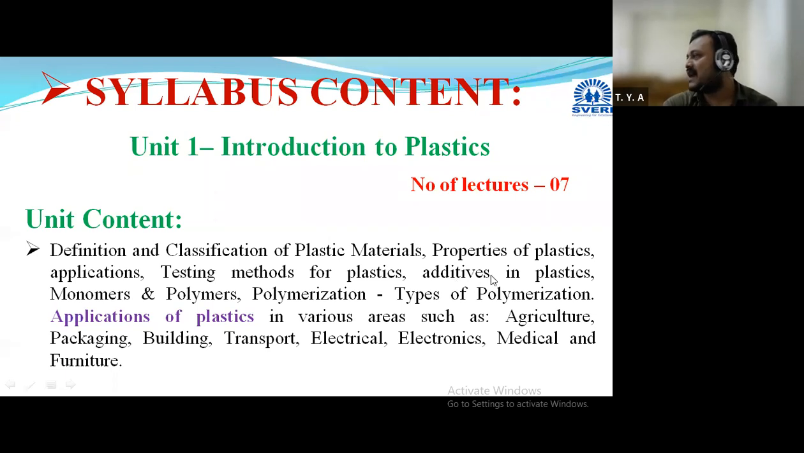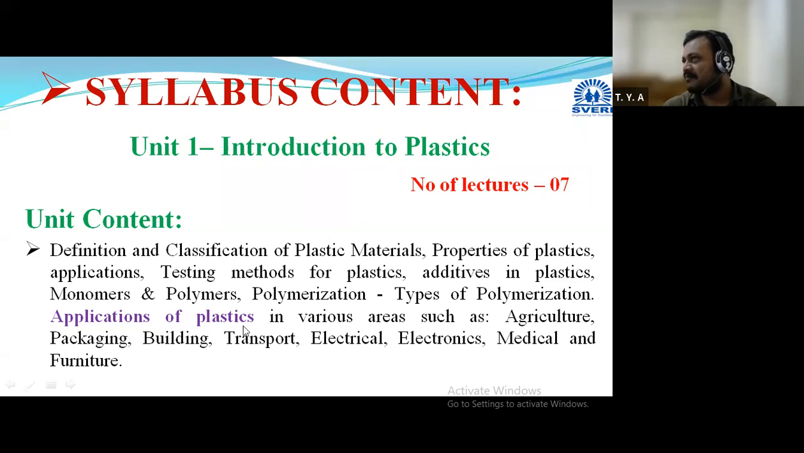Then what are the additives? What is the meaning of additives? And what are the different types of additives which we are using in the plastics? Then what is the meaning of monomer? What is the meaning of polymer? And what is the polymerization? In this, different types of polymerizations are there that we are going to discuss.